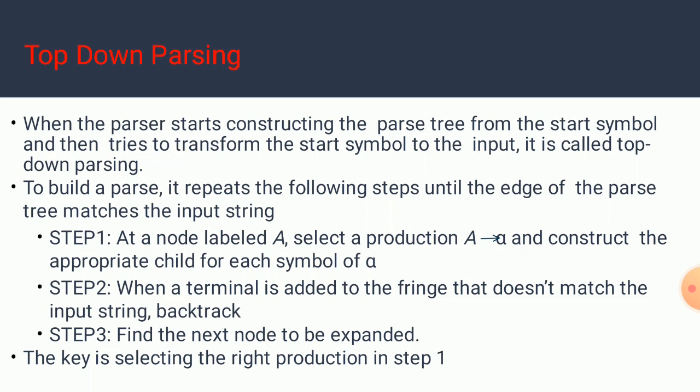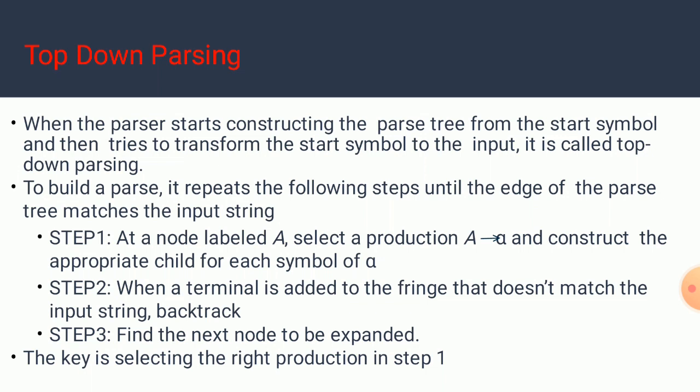To build a parse tree, we have to follow these steps to generate or produce any given input string. First step: at a node labeled A, select a production A produces small a, and construct the appropriate child for each symbol of it. When a terminal is added to the fringe that does not match the input string, backtrack.